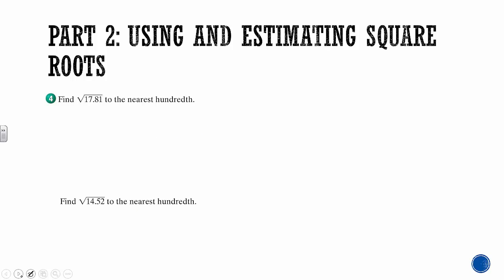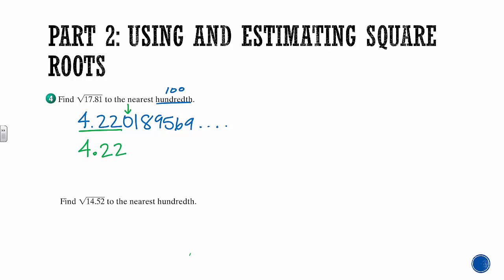So we need to find the square root of 17.81 and round to the nearest hundredth. Now in order to do that, we definitely need a calculator. Using the strategies that we just did, I know that my answer is going to be somewhere in between 4 and 5. But if I type this in my calculator and hit the square root button, I get this giant decimal, 4.220189569, blah, blah, blah. So for the nearest hundredth, remember 100 has 2 zeros, so it's 2 numbers after the decimal. So this is where I have to round to. Since this number is under 5, I'm just going to leave it as 4.22.